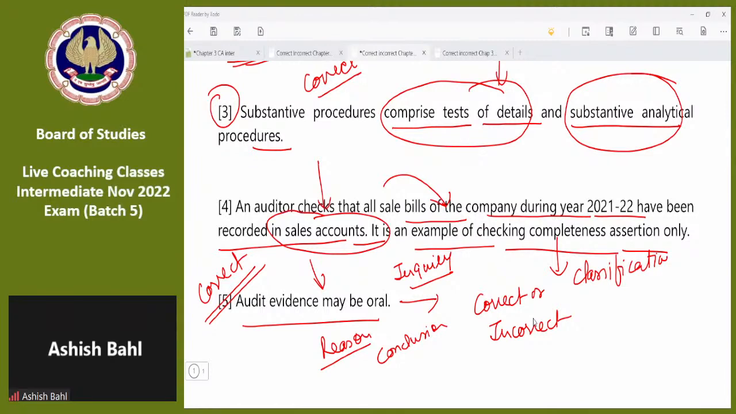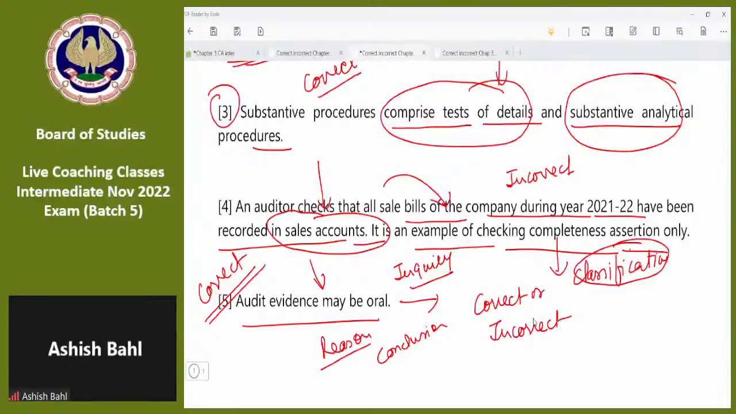Now, who is asking this? Sushil is asking, what is the answer of MCQ 4? The answer is incorrect, because it not only consists of the completeness assertion, but it also consists of the classification assertion.